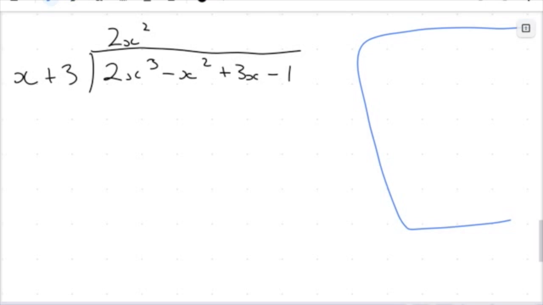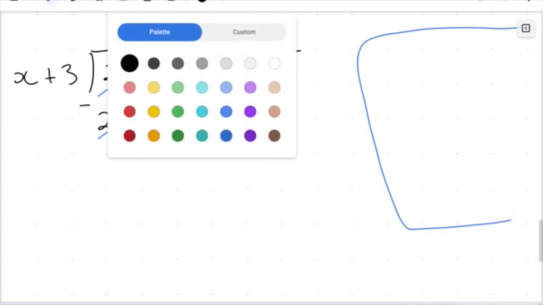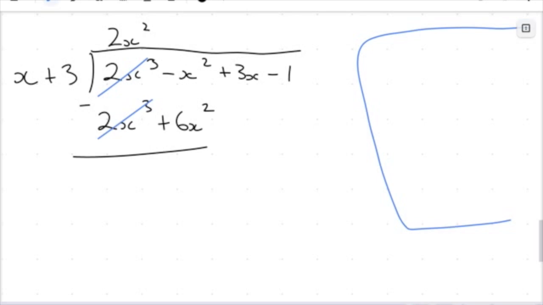And I'm going to multiply these two to get my next line and figure out the remainder. So 2x squared times x gives me 2x cubed, as we'd expect. 2x squared times positive 3 gives me positive 6x squared. Okay, so I want to subtract these through. These two guys get cancelled out. That's a straight subtraction of a number from itself. That's going to give us 0. And minus x squared minus 6x squared gives you negative 7x squared. Okay, and this number comes down.